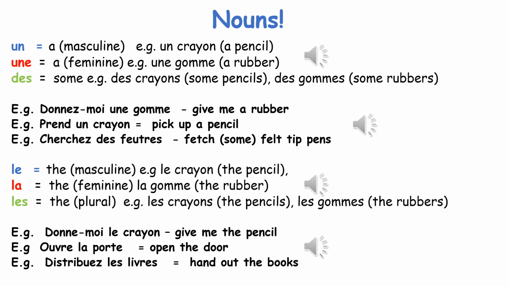So we'll see here, par exemple, we've got donnez-moi une gomme. Donnez-moi, give me, une gomme, a rubber. Donnez-moi une gomme. But if you wanted to change that to the rubber, donnez-moi la gomme. Prends un crayon. Pick up a pencil. So pick up the pencil, prends le crayon. Cherchez des feutres. Go and fetch some felt tip pens. Fetch the felt tip pens, so you're telling them specifically those ones. Cherchez les feutres. Donne-moi les crayons. Give me the pencils. But if you want to say, give me a pencil, donne-moi un crayon.